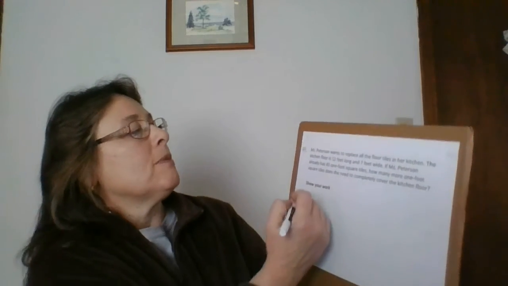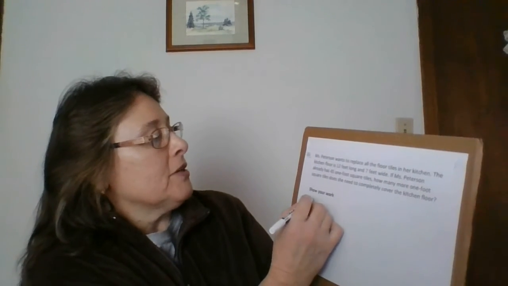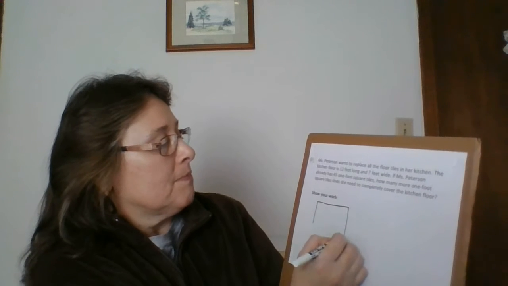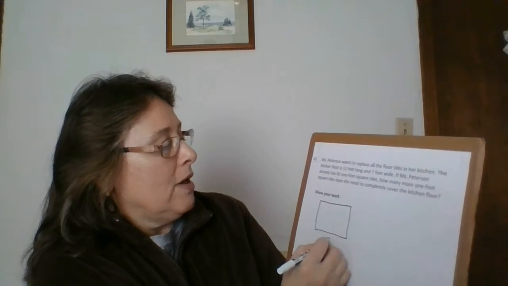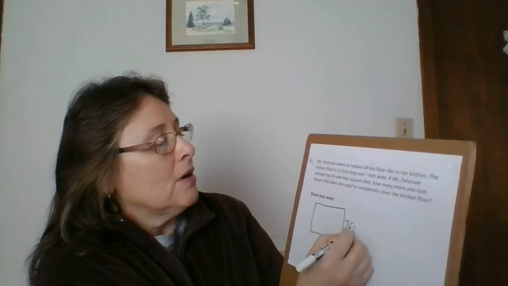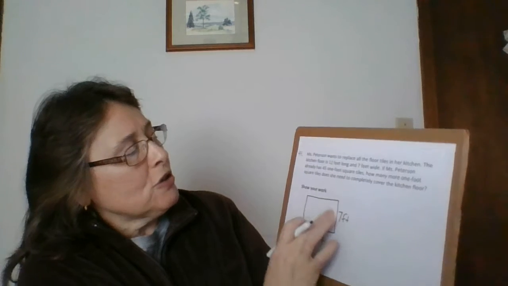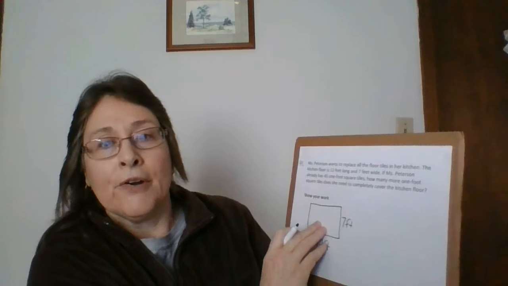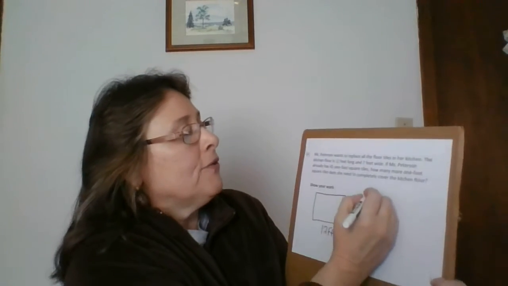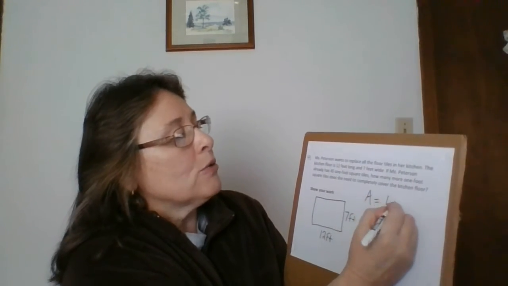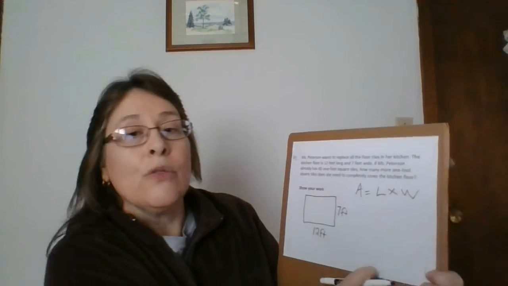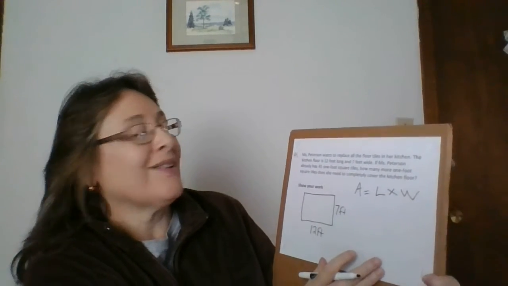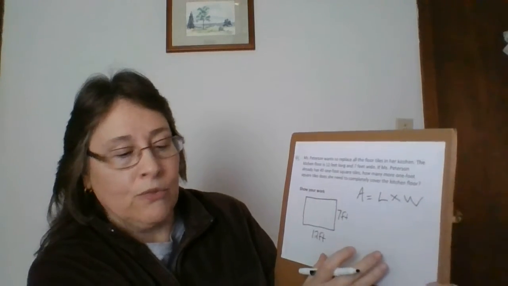It says that she wants to replace all the floor tiles in her kitchen. And her kitchen floor is 12 feet long and 7 feet wide. So she wants to replace the kitchen floor. So I need the area of her kitchen floor. In order to find the area, it is equal to the length times the width. So first I'm going to find out how many tiles she needs to cover the whole floor.